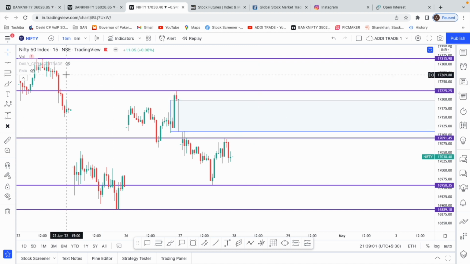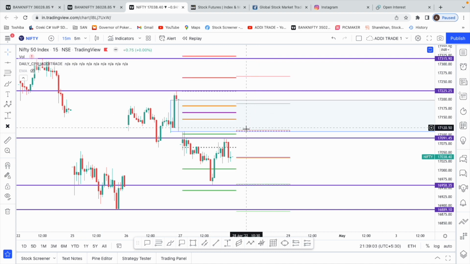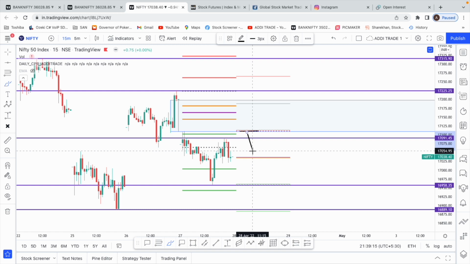Let's see if there's any pivot level. There is one pivot level here, that is R1, and the previous day high is here. So intraday, if we come here, there's a good chance we might reverse on the downside to this level, and a good up move can also come if this level breaks. So that's it for Nifty and Bank Nifty levels.